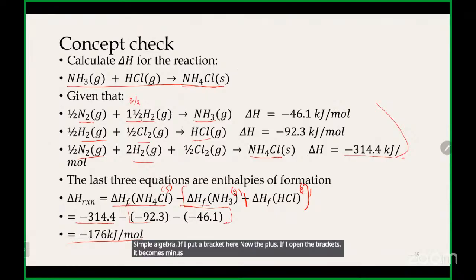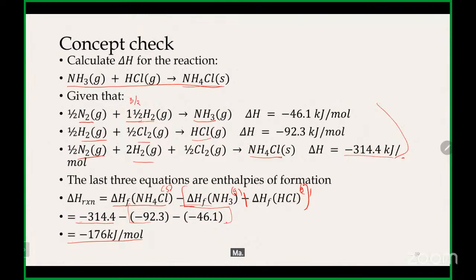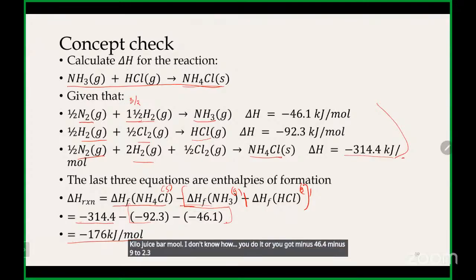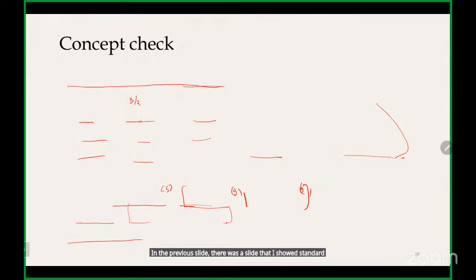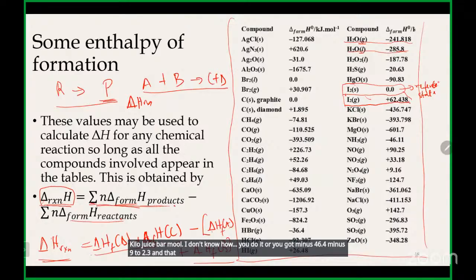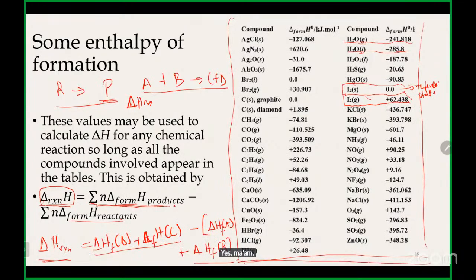One that is kilojoules per mole. Please, ma, I just want to know how you got minus 46.1, minus 92.3 and that. In the previous slide, there was a slide that I showed of standard enthalpies, isn't it? Yes, ma. You see standard enthalpies of some compounds. So you have a table.